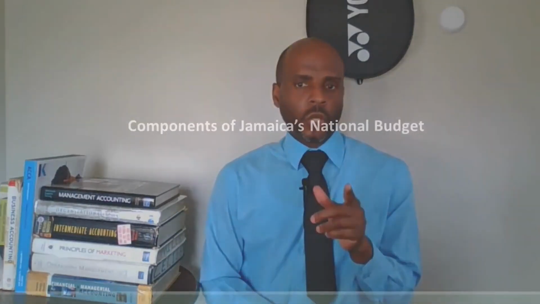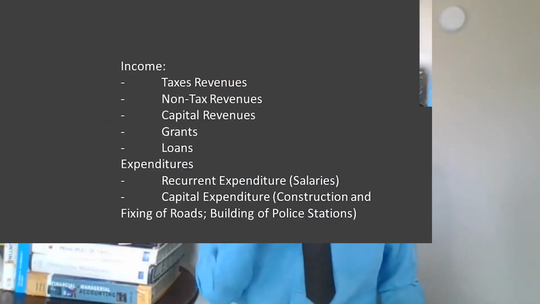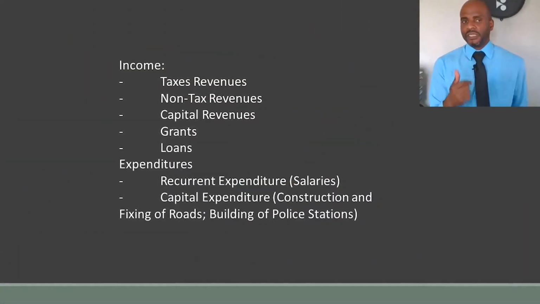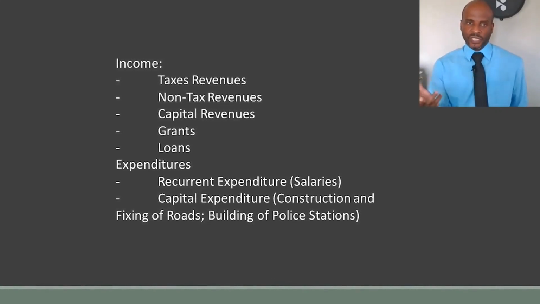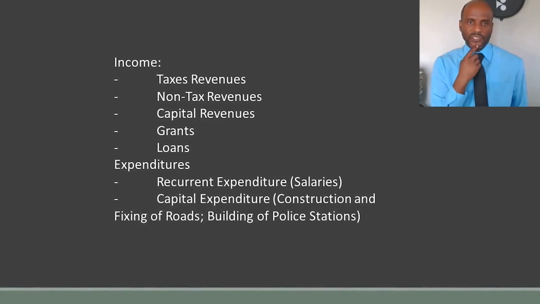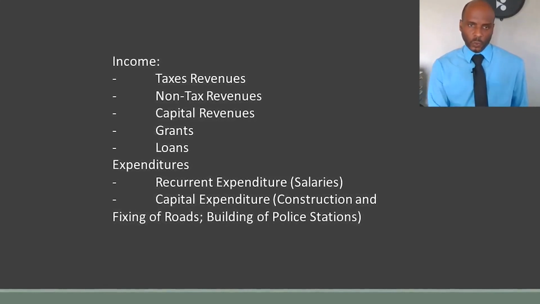Now, components of the national budget. What goes into preparing the national budget? What are the components of the national budget? You'll find the following. Income. What are the income sources? Taxes, non-tax revenue or income, capital revenues, grants, loans.